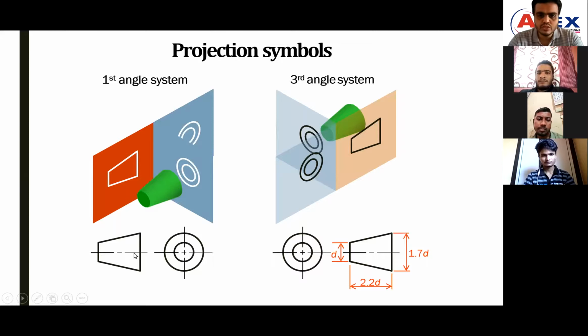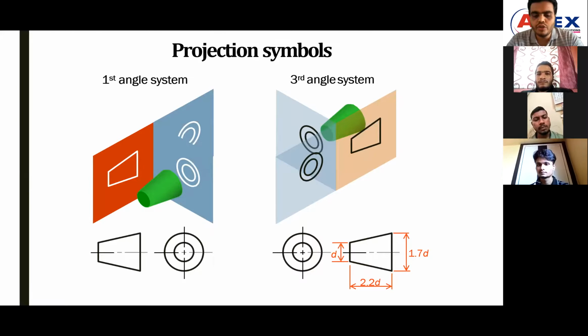Next, very important: the symbolic representation. See what usually happens in engineering drawing. Whatever drawing you get, it won't tell you which angle of projection was used. The only thing is you need to identify the angle of projection by observing the drawing. You need to imagine and assume; imagination and assumption are very important when you are going to create a 3D model.